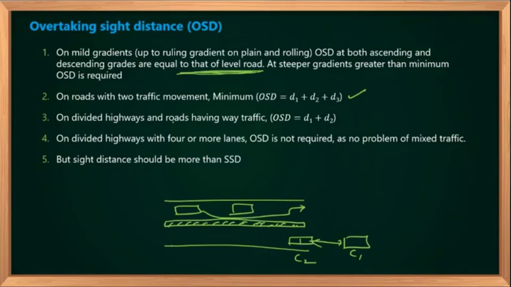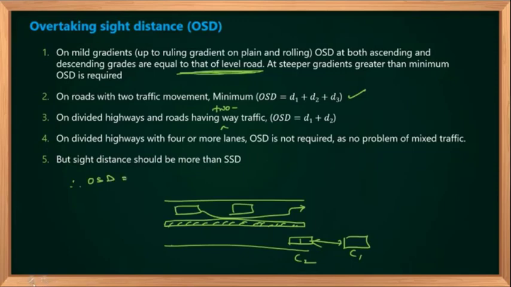On divided highways and roads having two-way traffic, D3 will not come. Next, on divided highways with 4 or more lanes, there is no need to provide overtaking sight distance. Am I clear? Shall we proceed? So therefore, OSD is equal to what?